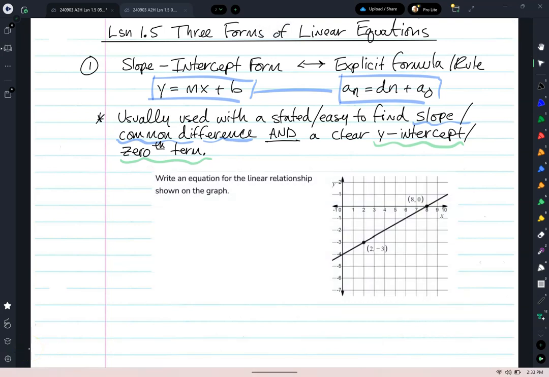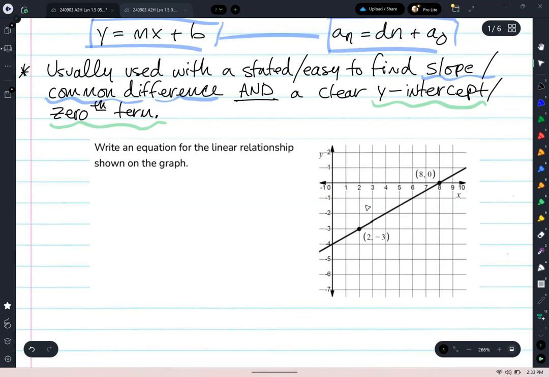So this would be the example of a stated or easy to find slope or common difference and a very clear y-intercept. And here's the idea. I think I thought about this the other day. I should have brought my tools in because, again, this is what we're talking about: 3 different tools to use at different times and knowing which one is the best one to use. For example, slope-intercept form or explicit form really works well when you have a very clearly, easily stated slope or y-intercept. Like, for example, that point right there.